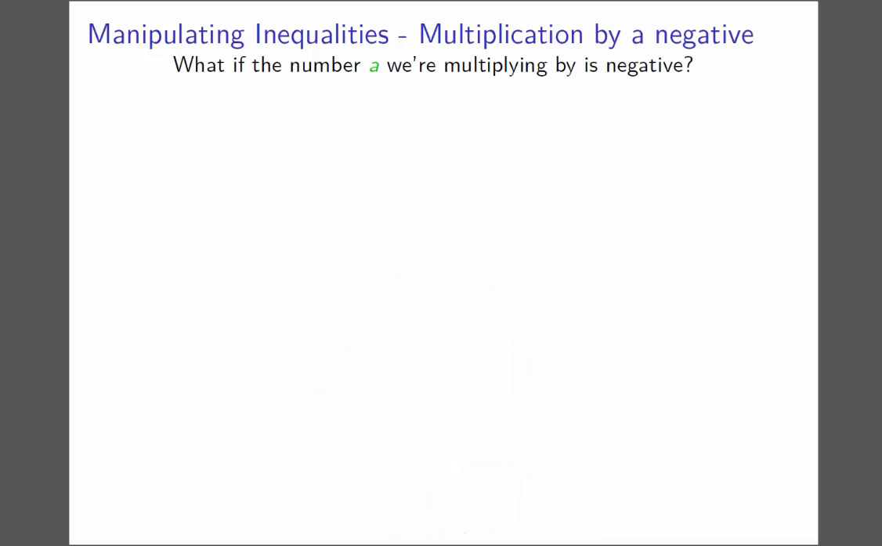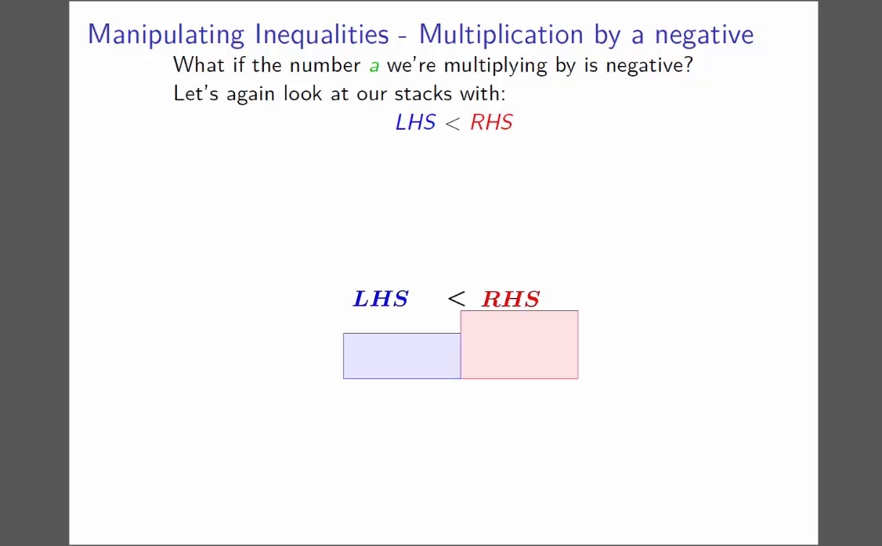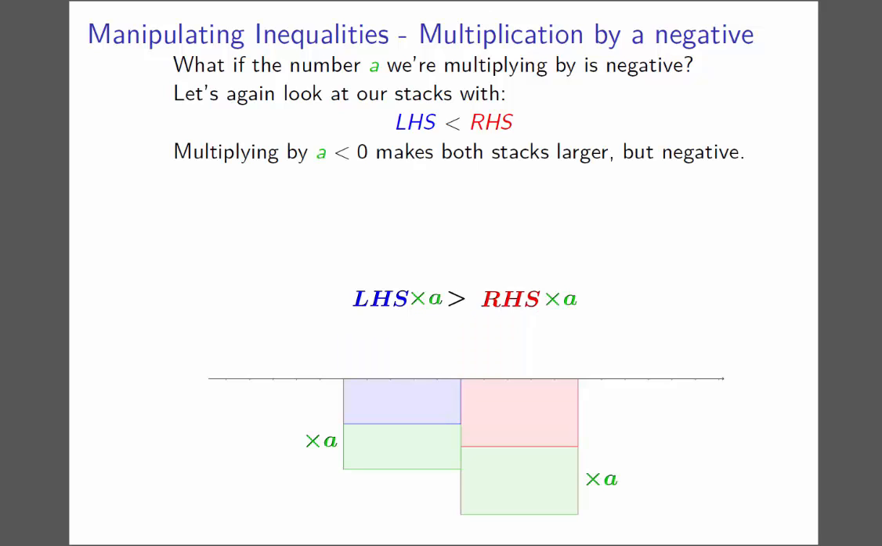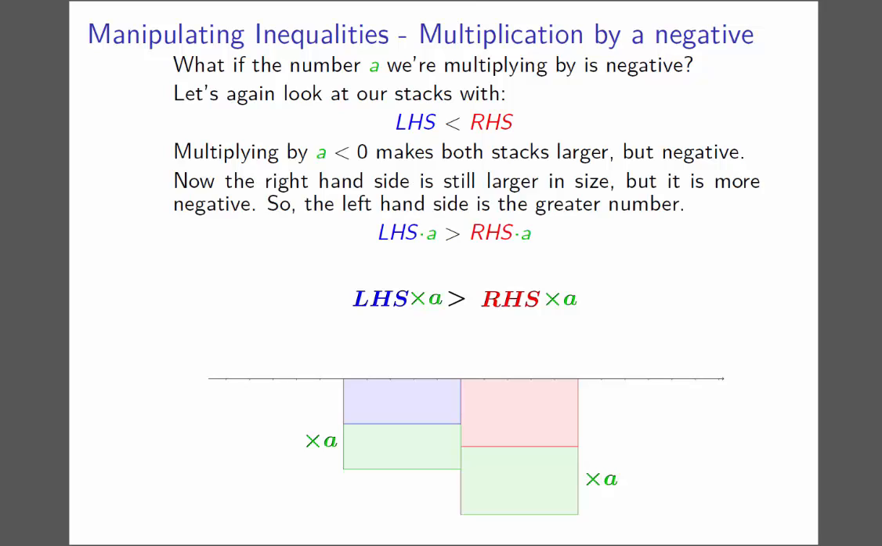But what happens if the a we're multiplying by is negative? Let's look again at our stacks with the left-hand side smaller than the right-hand side. Multiplying by a negative number a makes both stacks larger, but negative. Now, the right-hand side is still larger in size, but it is more negative than the left-hand side. So the left-hand side is the greater number.